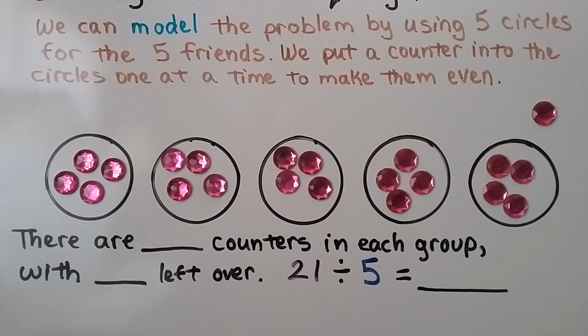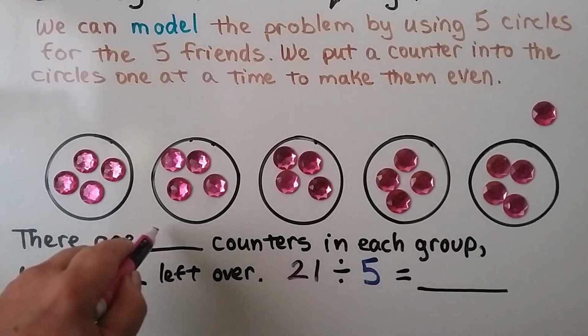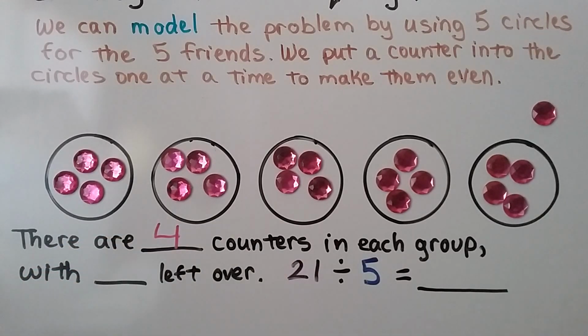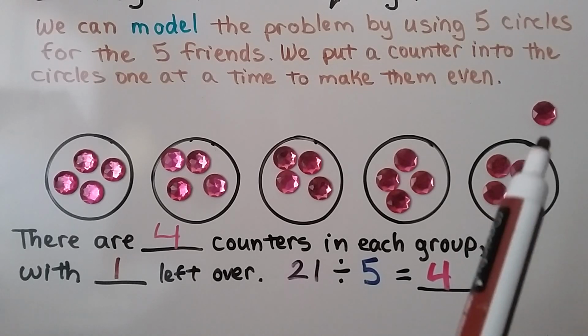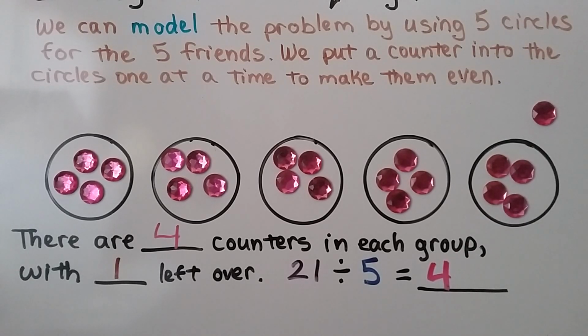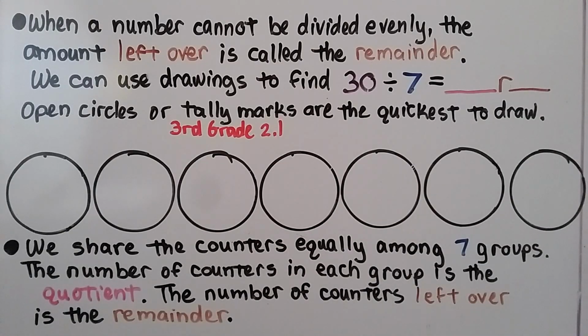We count how many counters are in each group. There are 4 counters in each group with 1 left over. 21 divided by 5 is equal to 4. We have 1 left over, so we have remainder 1. 4 remainder 1. When a number cannot be divided evenly, the amount left over is called the remainder.